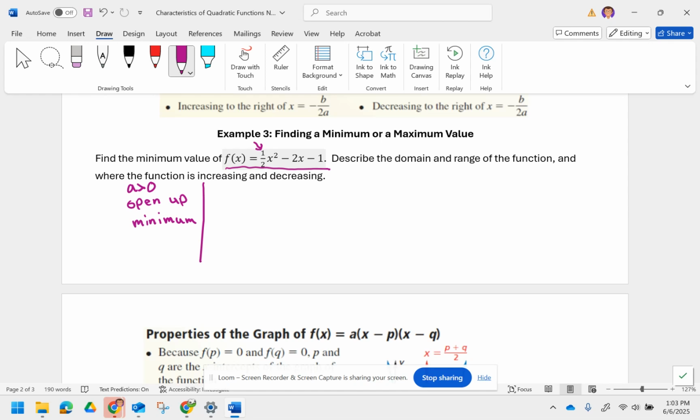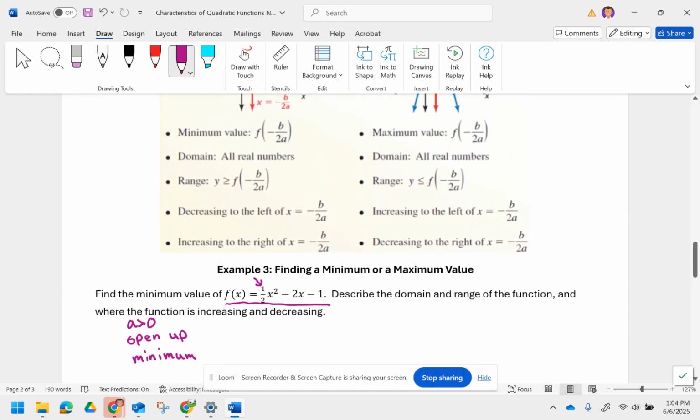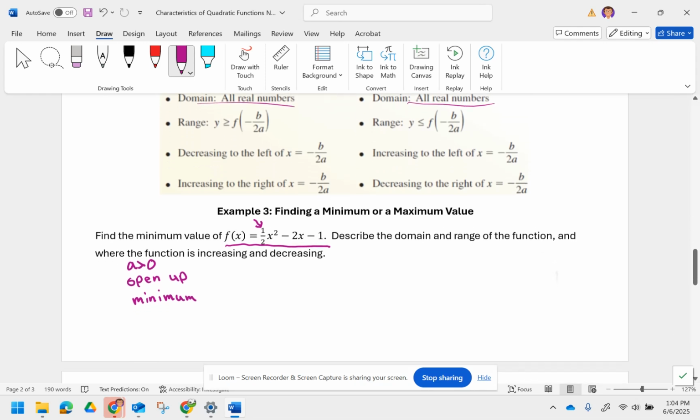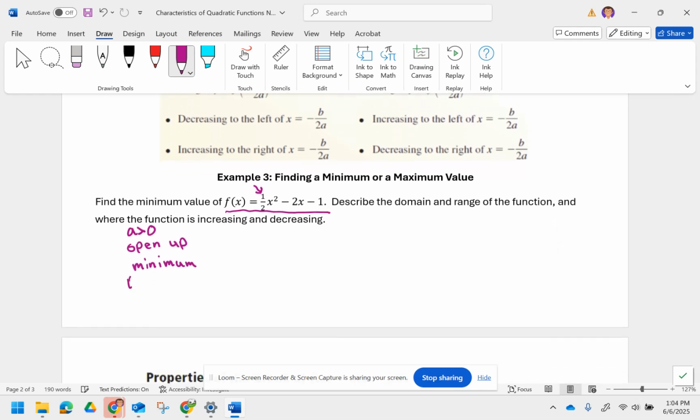We can also identify, let's see, it wants the domain and range of the function and where it will be increasing and decreasing. Okay, so domain and range. Well, domain will be easy. Domain, you'll notice for either of these, it's just all real numbers. You can put any number in for x, and this is going to be able to do it. So let's go ahead and put domain. I'm just going to say all real.